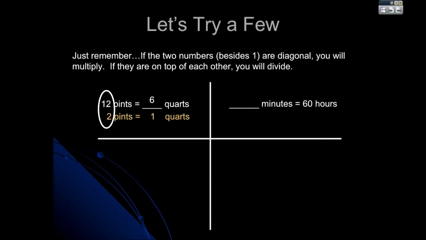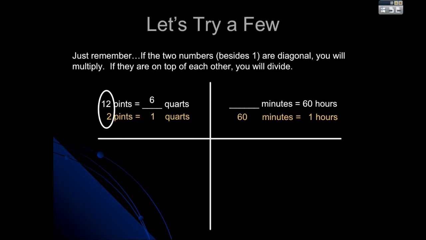Okay, blank minutes equals 60 hours. What's the first thing you ask yourself? I'm going to draw sticks. I'll make sure everybody's with me. First thing you ask yourself. How many minutes are in 1 hour? Okay, how many minutes are in 1 hour? 60. So 60 minutes equal 1 hour. Remember, you put minutes on minutes, hour on hour.